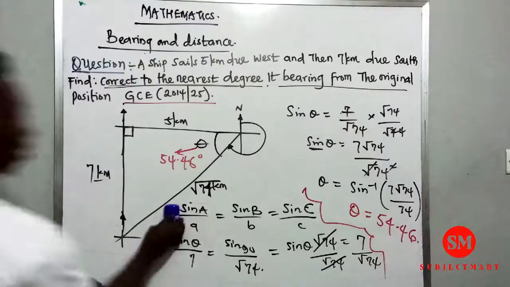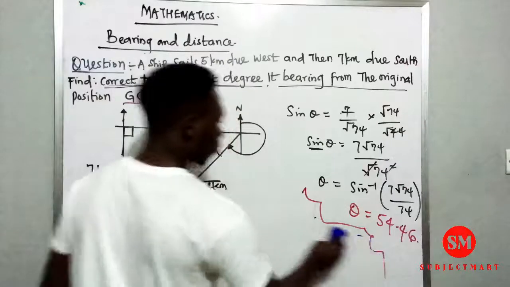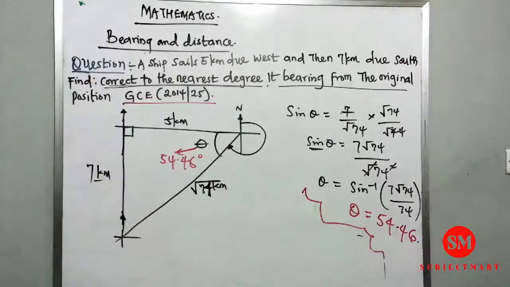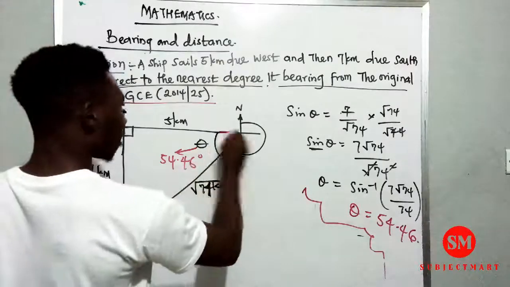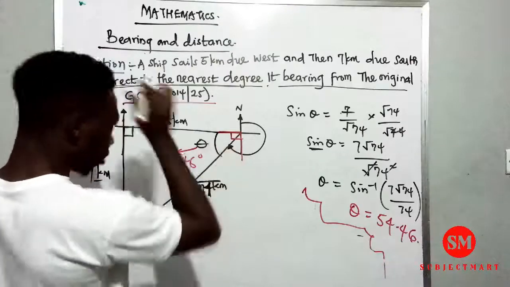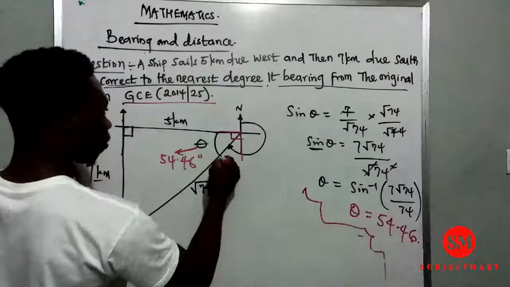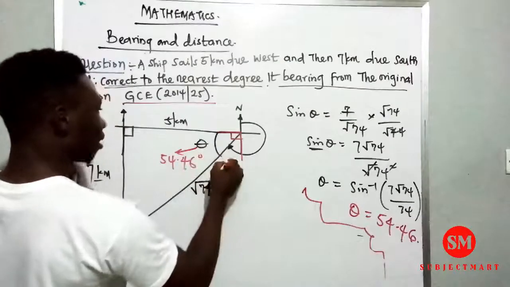Getting the external angle is easier now, because if we get the external angle, we'll be able to find our bearing very easily. So at this junction, this is a right angle triangle. Let's get the value of this small angle. This value is 90 minus theta, since your theta is this. So 90 minus theta, that's going to give us what?